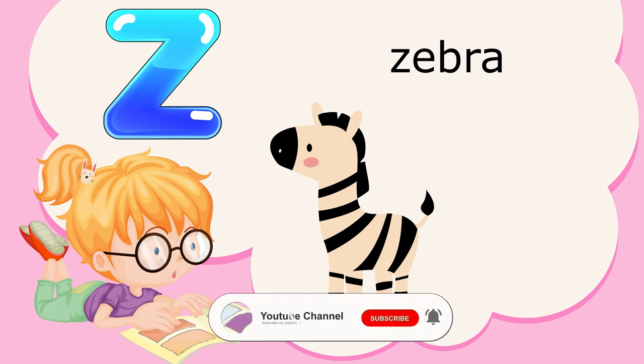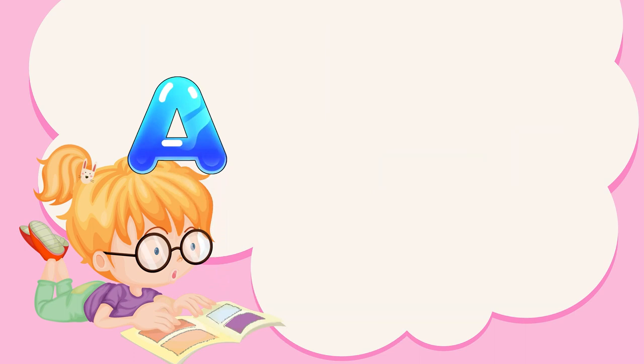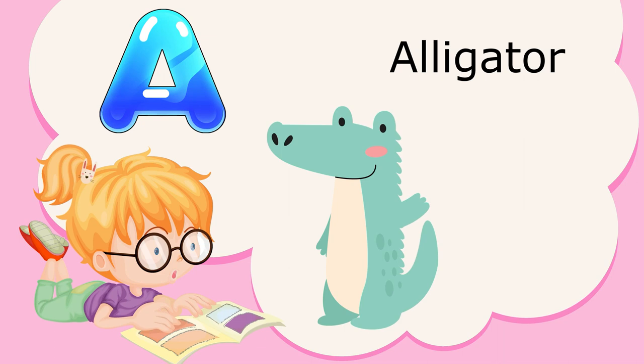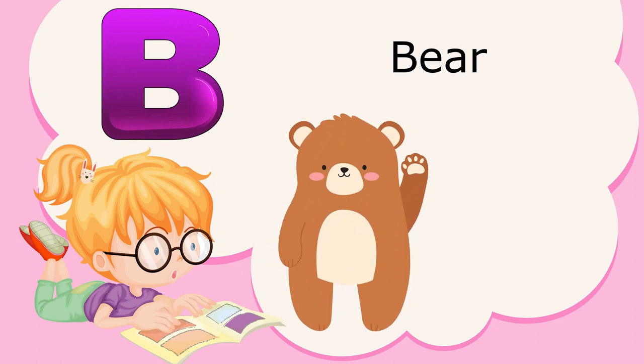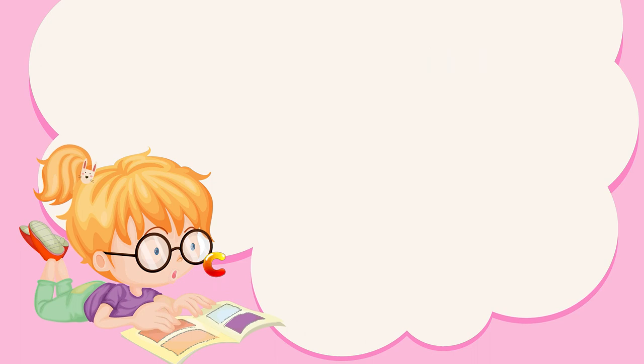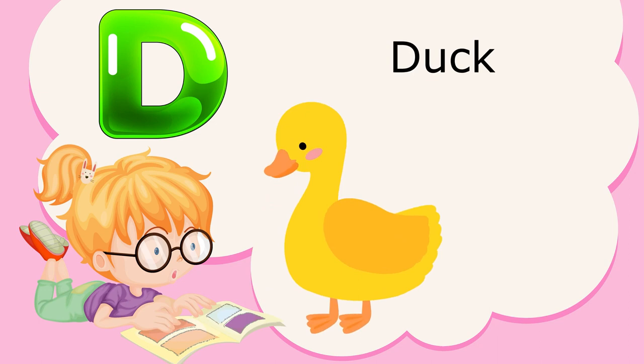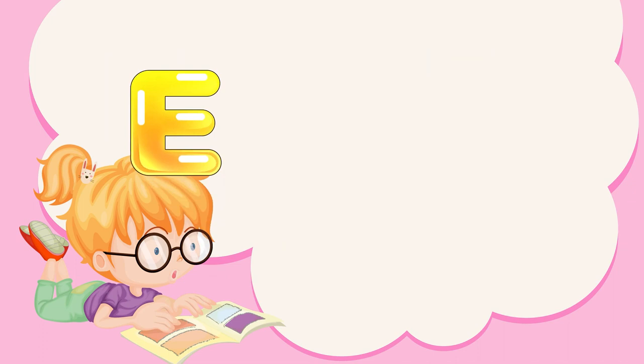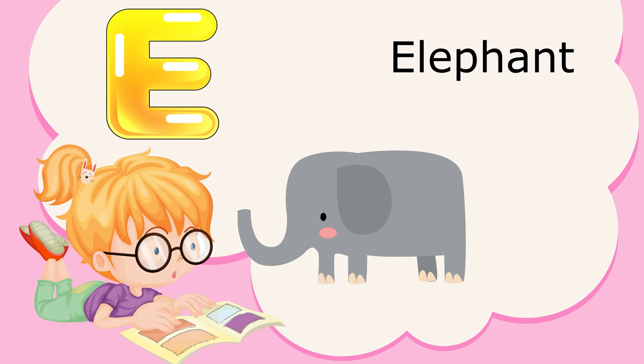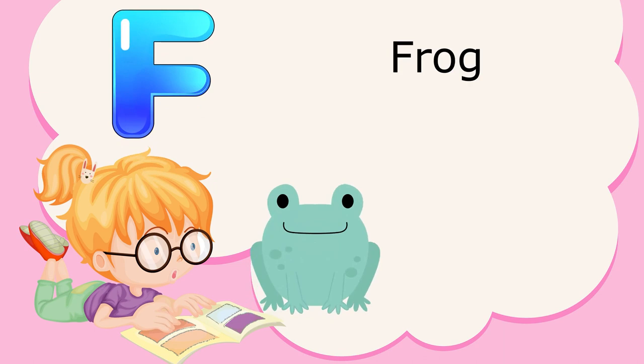Repeat with me. A for alligator. A L L I G A T O R. B for bear. B E A R. C for cat. C A T. D for duck. D U C K. E for elephant. E L E P H A N T. F for frog. F R O G.